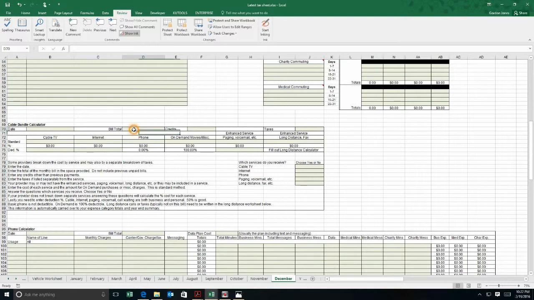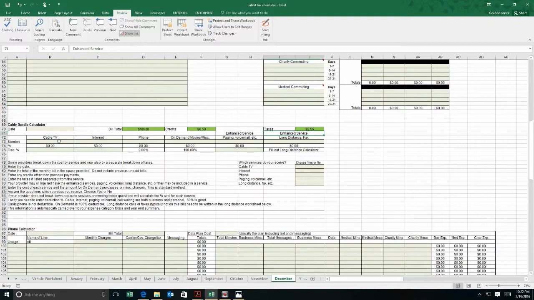It's fairly simple. You're going to enter the total of the bill. We'll just say it's $186. Any credits that you've received, if they show up, and any taxes. Now, the total bill is the total of the bill. It's not the bill less the taxes or the credits, but just the total bill.